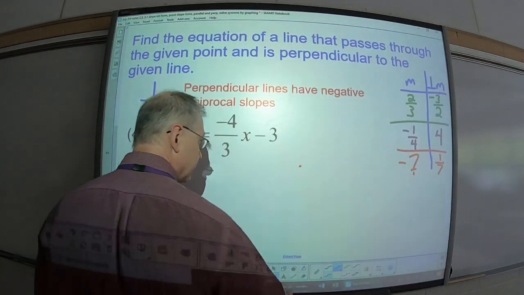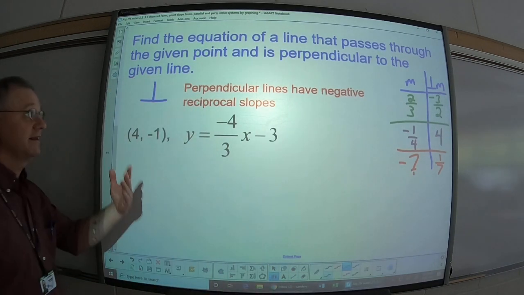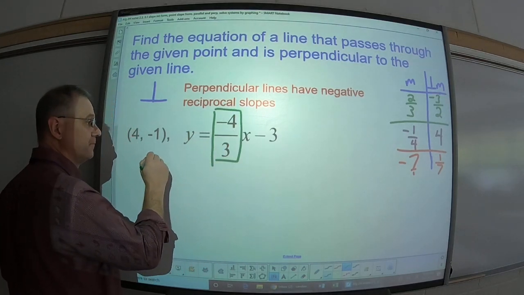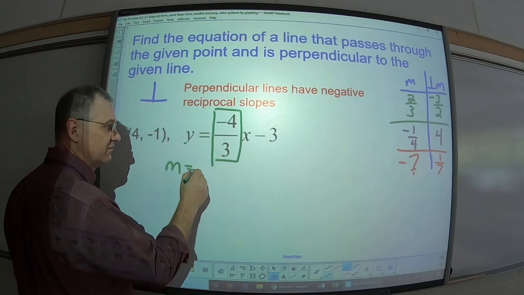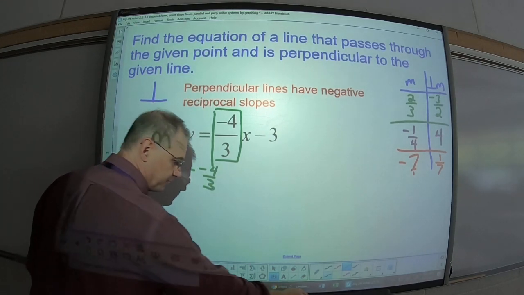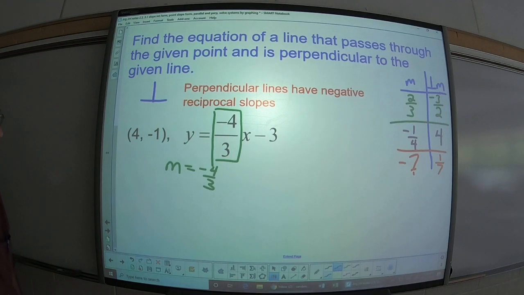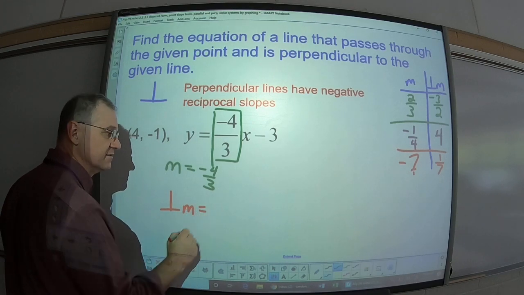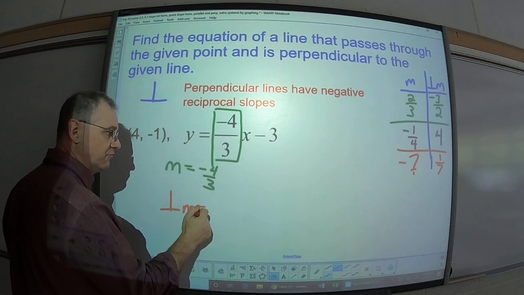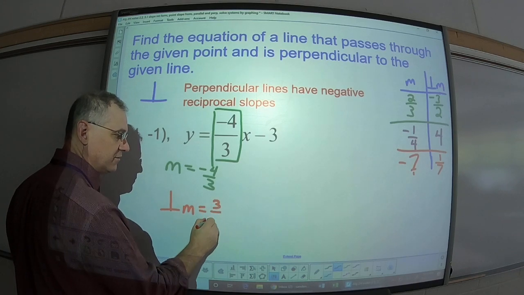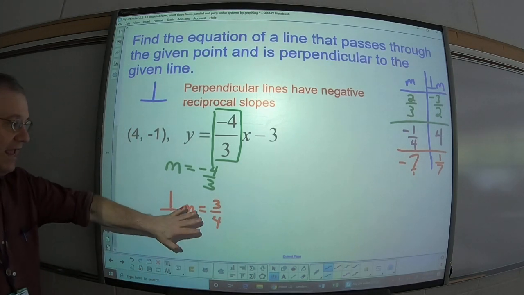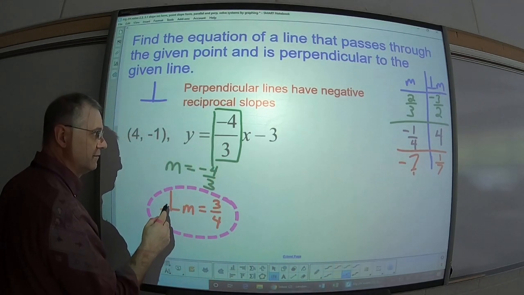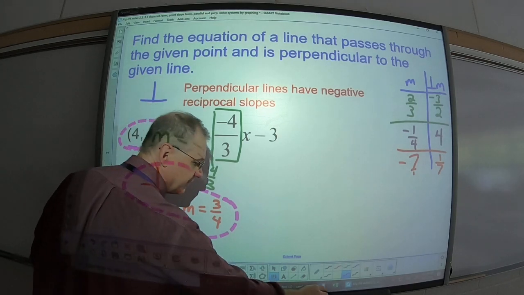So knowing that, let's take a look at this. First thing I need to know is the original slope of the equation given, negative 4/3. Second thing I need to know is what the perpendicular slope is. The opposite sign, reciprocal, positive 3/4. Now that I have this, I'm going to use this one with this to find the equation.